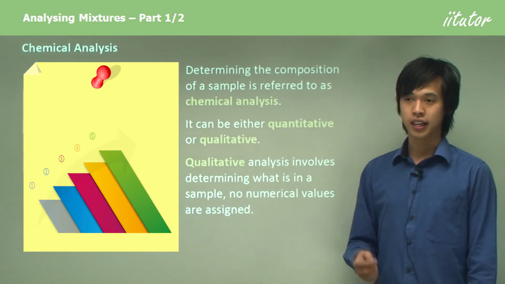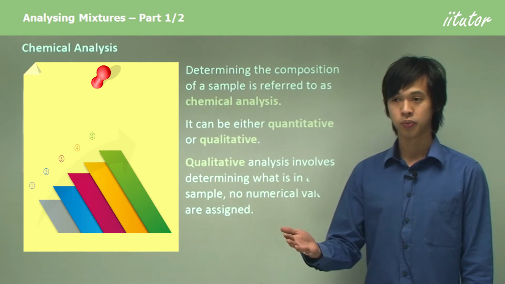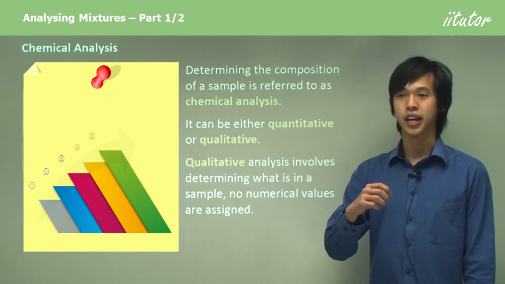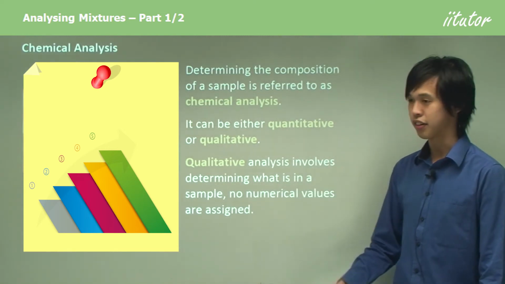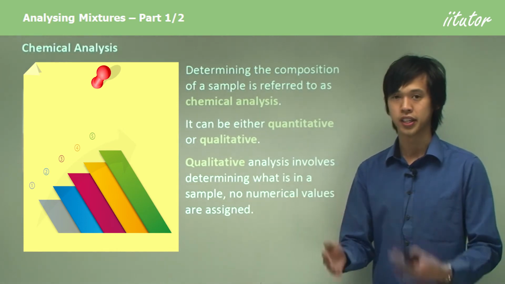So for instance, if I heated something up and it changed color, the color change maybe went from red to blue. Now I can't assign a number to that change, so it would be a qualitative assessment or a qualitative observation. Okay, so it changed from red to blue. Okay, that's qualitative because there's no number associated with that.